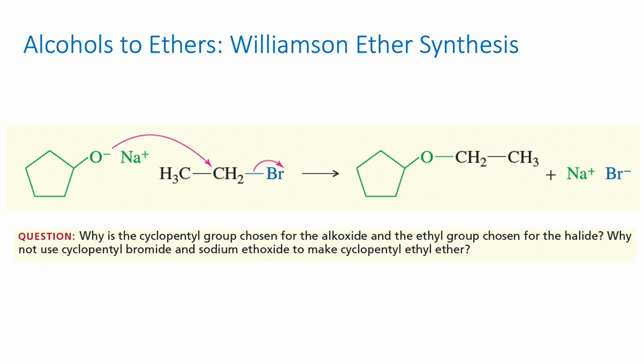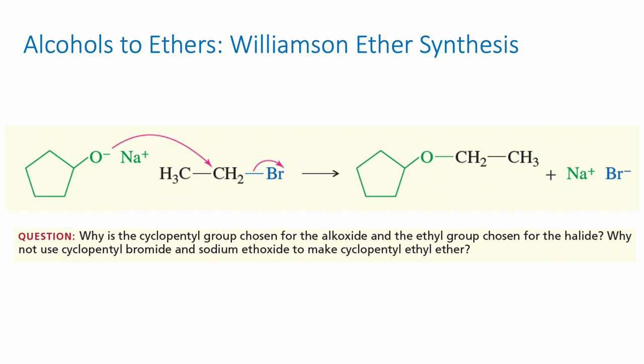So the way that this reaction is designed is the best way for this to work, where our nucleophile is secondary. Notice that the alkoxide is secondary. The carbon that's attached to the oxygen is also attached to two other carbons. It's a secondary reactant. And the ethyl bromide is primary. So in this case, the primary substrate is being attacked. That makes the SN2 reaction work particularly well.